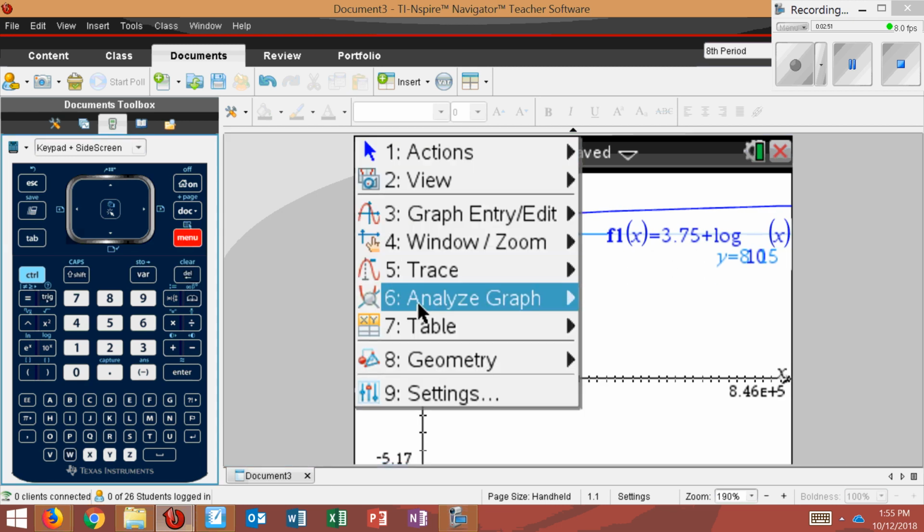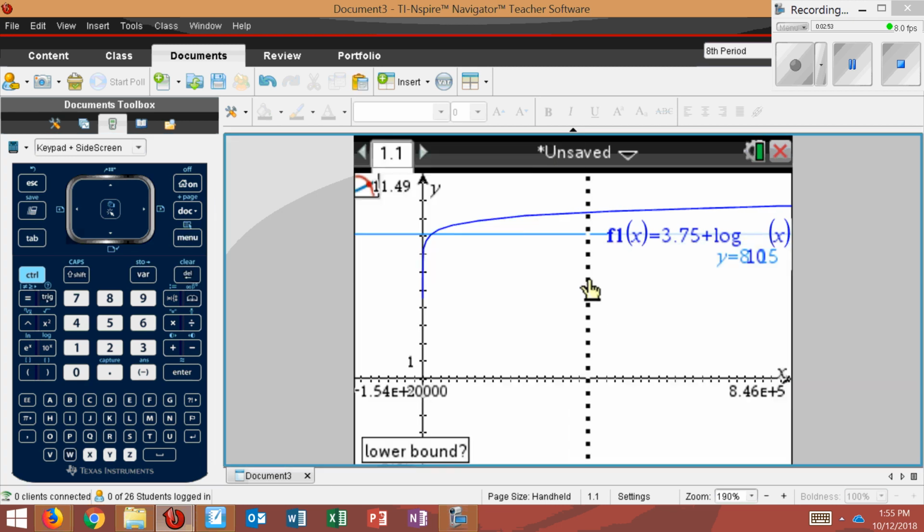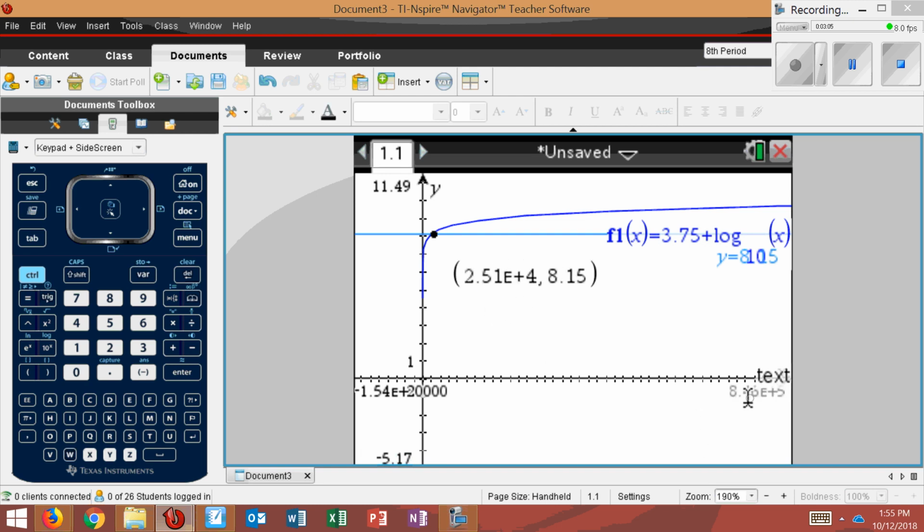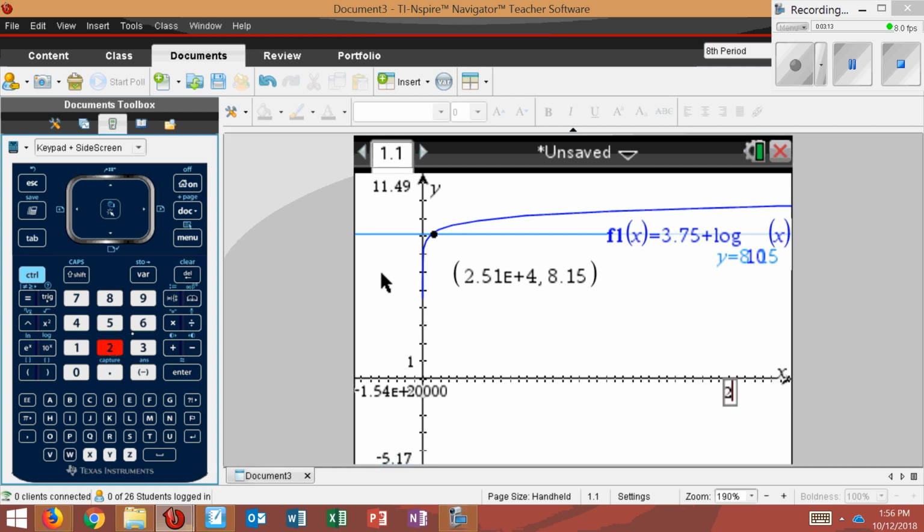So we now go menu, analyze graph, intersection, and I'm going to see where this crosses. And this doesn't help me much because it says 2.51 e to the fourth. That means that decimal needs to move right 4 times. So it kind of throws this off. The value should have been 2.51. So I'll go 2.5, and this decimal moved 4 times. So I'll do 2.50, and the decimal needs to move 2 more times. That was twice, and now 2 more.